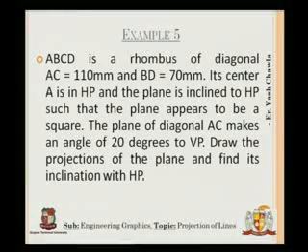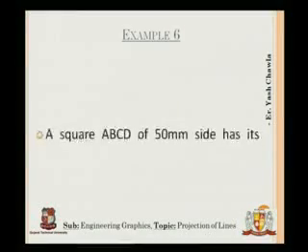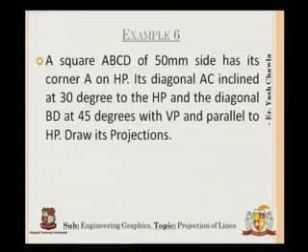Moving on to the next problem. This is our sixth problem. A square ABCD of 50 mm side has its corner A on HP. So a square is there, and the side is 50 mm, and the corner A is on HP. The diagonal AC is inclined at 30 degrees to HP, and the diagonal BD is inclined at 45 degrees with respect to VP and parallel to HP.